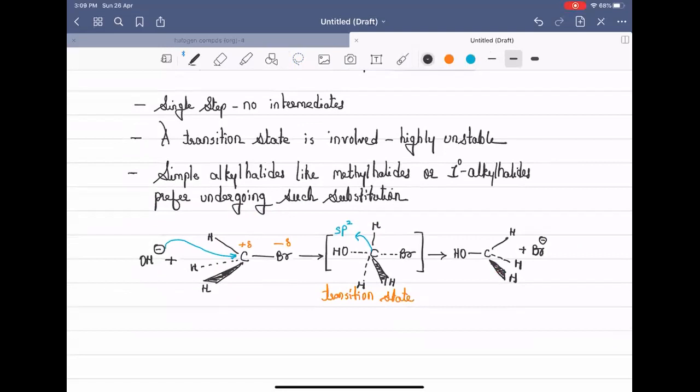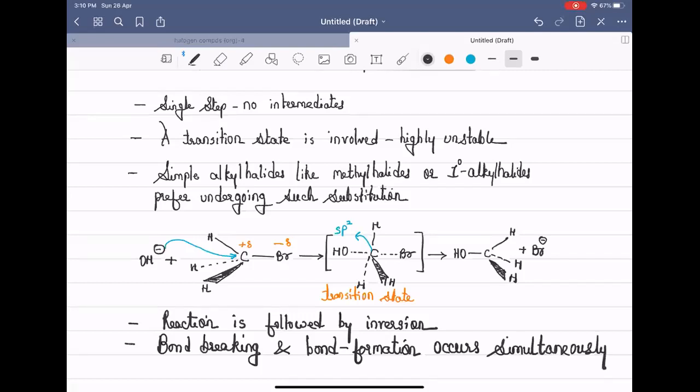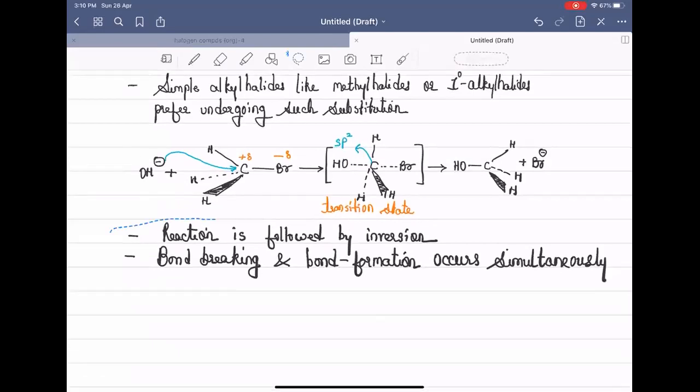So a few more things about SN2. One, the reaction is followed by inversion, which is a very, very important thing. Second, bond breaking and bond formation occur simultaneously. So bond breaking and bond formation would take place simultaneously.